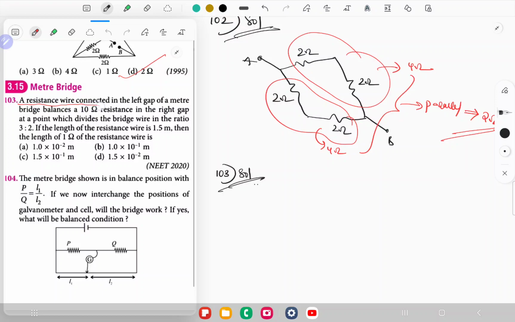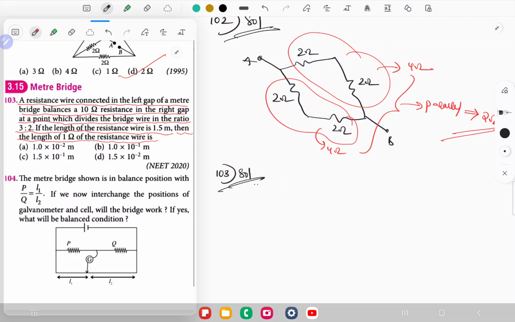A resistance wire is connected in the left gap of the meter bridge. Balance is obtained with a 10 ohm resistance in the right gap at a point which divides the bridge wire in the ratio 3:2. If the length of the resistance wire is 1.5 meter, then the length of 1 ohm of the resistance wire is, okay, let's try.